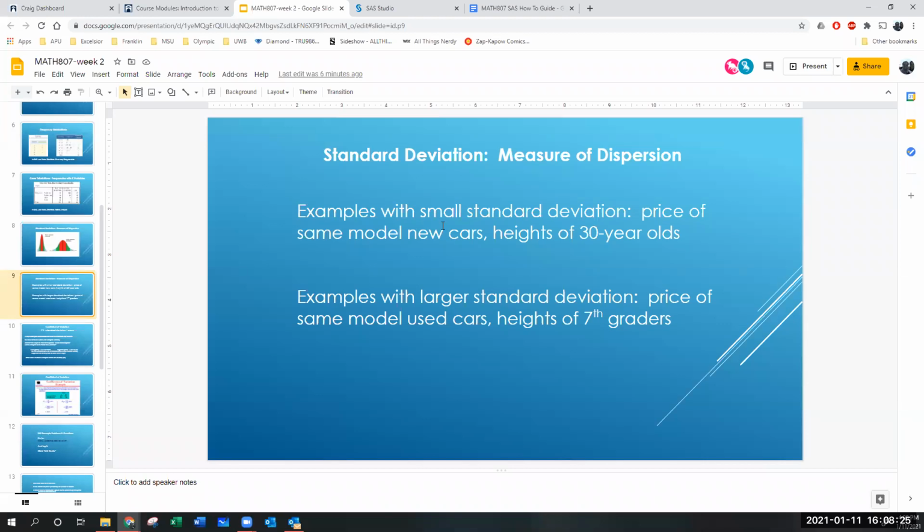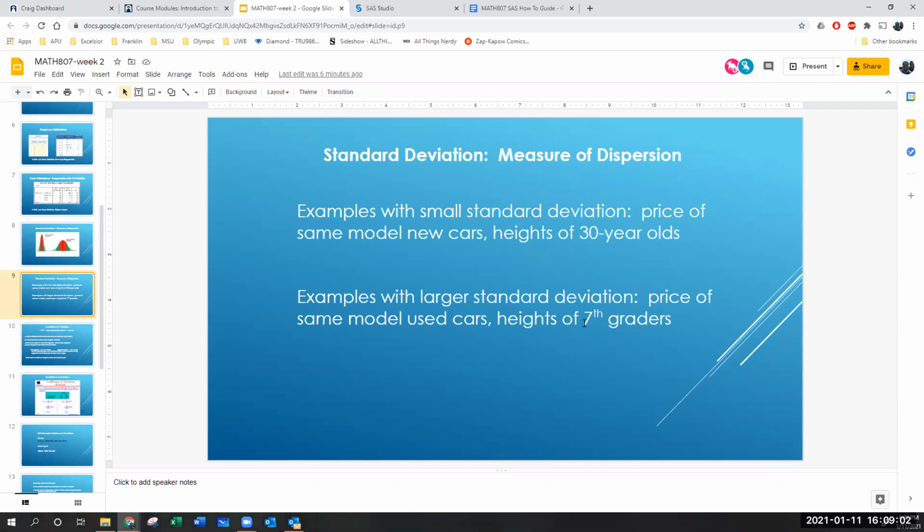Okay, standard deviation. Examples with small standard deviations would be the price of the same model of new cars, because there's not going to be a huge variation. Although now, with all the different options, you could get a pretty big variation on a certain model type just based on the extras you get, I guess. Heights of 30-year-olds should be pretty small, right? Because by the time we reach 30, we should all be done growing, and we should all be roughly at the average height at that point. Some of us will be taller, some of us will be shorter and stuff like that.